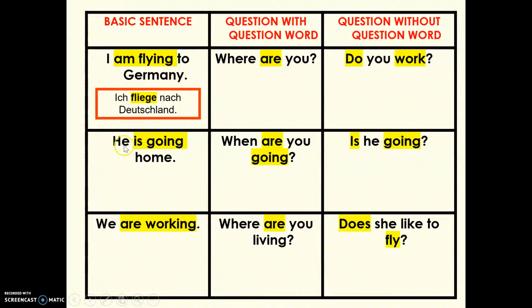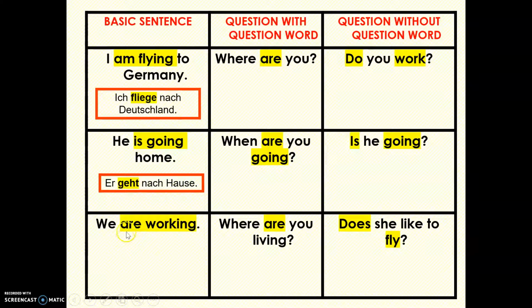The next example is he is going home. In English, we have two verbs, is and going. In German, you're only allowed one verb. So we're going to get rid of the is because we don't need it. It has no meaning. And so we're going to put go in the second position and conjugate it for he. Geht nach Hause.